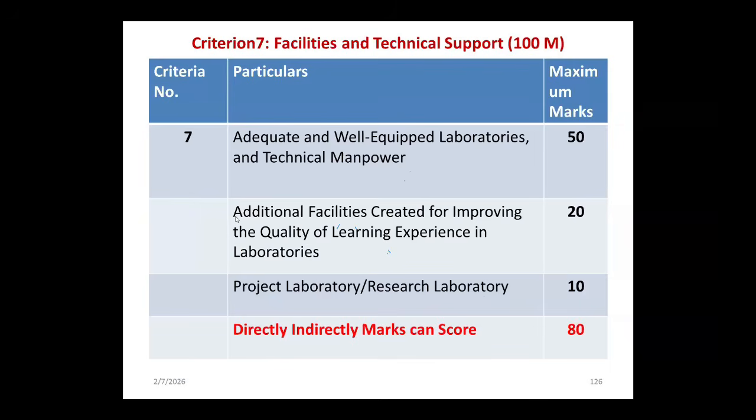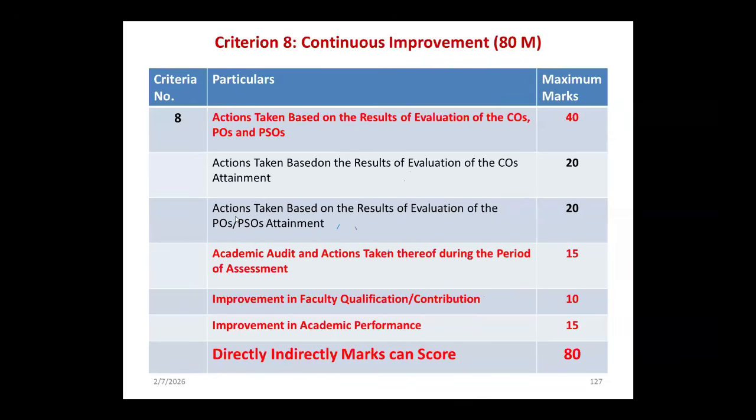And under criteria 7, which is of 100 marks, you can score up to 80 marks directly or indirectly, because there are facilities and technical support, feedback and action taken reports. Along with student chapter and faculty chapter activities, you can train the technical manpower under our student chapter. So directly or indirectly you can score 80 marks out of 100. Then under criteria 8, continuous improvement, CQI, you can get 80 out of 80.